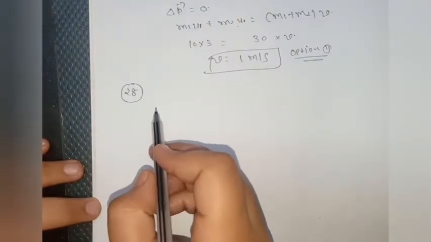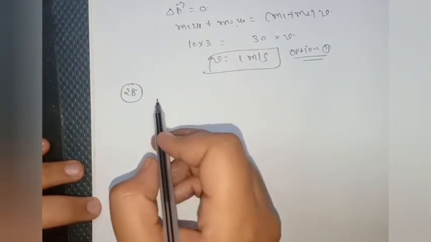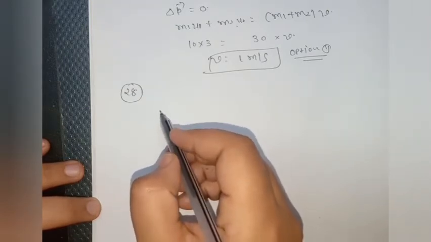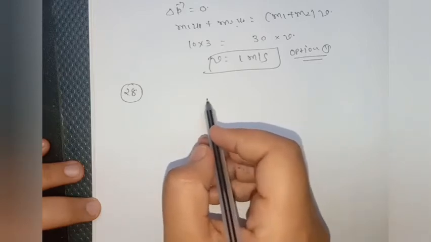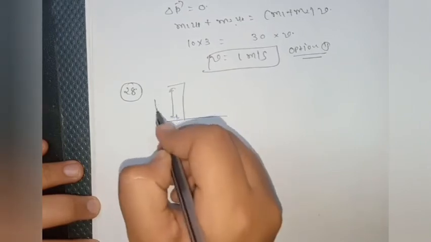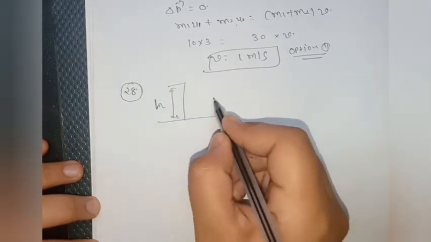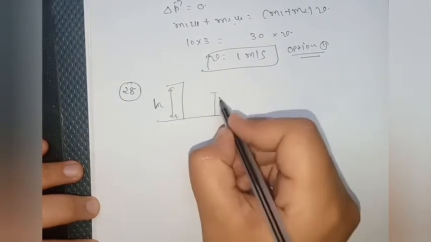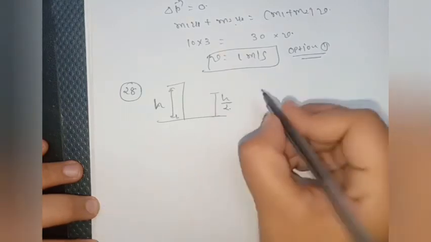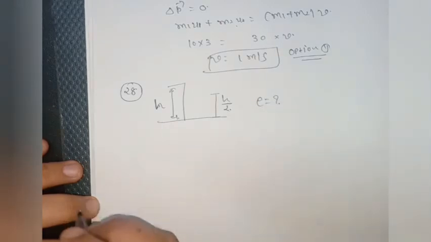Question number 28. A rubber ball is dropped from height h and after rebounding twice from the ground, it rises to height h by 2. After the second collision, it rises to height h by 2. We want to find the coefficient of restitution.